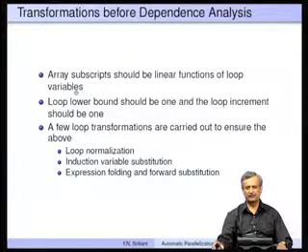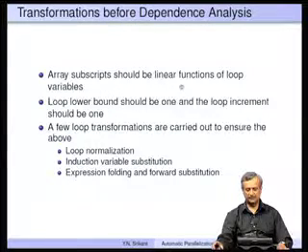The form of the subscripts, the index expressions in the array access, should be linear functions of loop variables. In other words, I cannot have i square plus j square or i star j and things like that. I must have k star i plus m star j etcetera, where k and m are constants. So, linear functions of loop variables only. The loop lower bound should be 1 and the loop increment should be 1. This is to make the analysis simpler, and this is easy to actually make sure of, as we will see very soon.